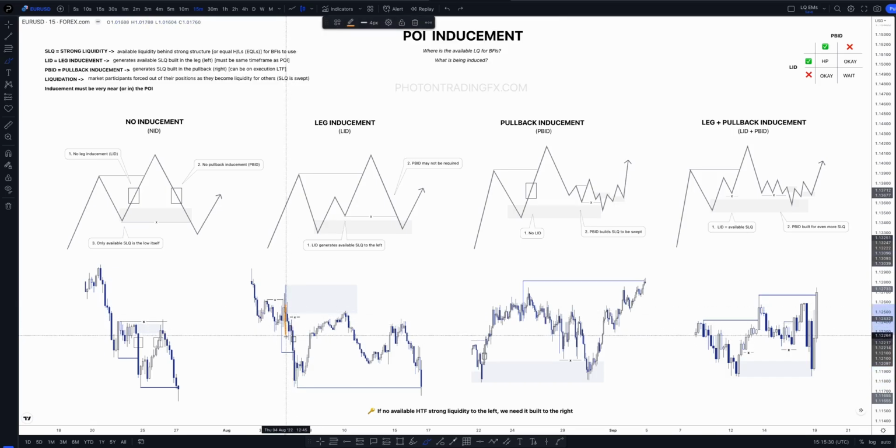But above it, what does that become? That POI becomes this. It becomes the inducement, right? It induces sellers into the market. So it induces people to want to get involved in that supply zone. Where do they have their stop loss? Just above the high of that supply zone there, okay? So that generates buy side liquidity. Your stop loss is a buy order, okay? If you're short, you get stopped out.